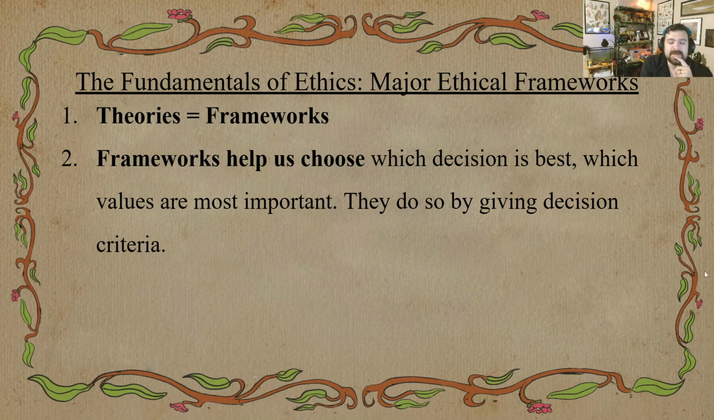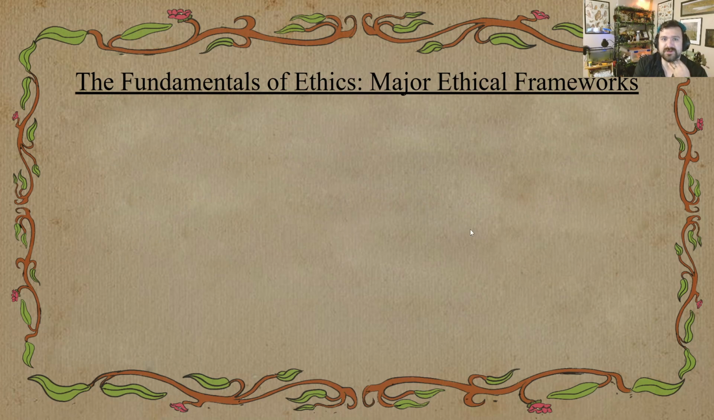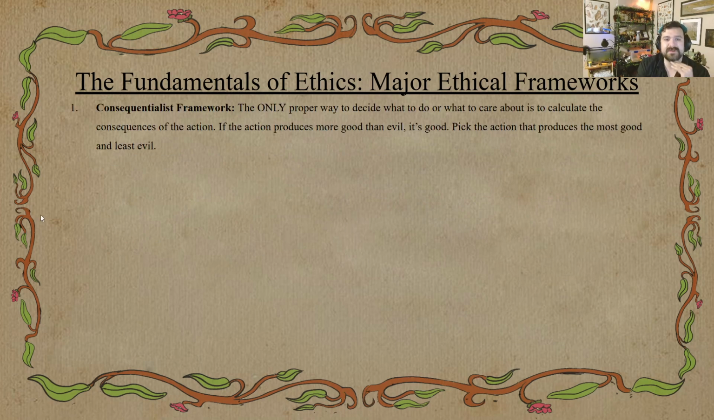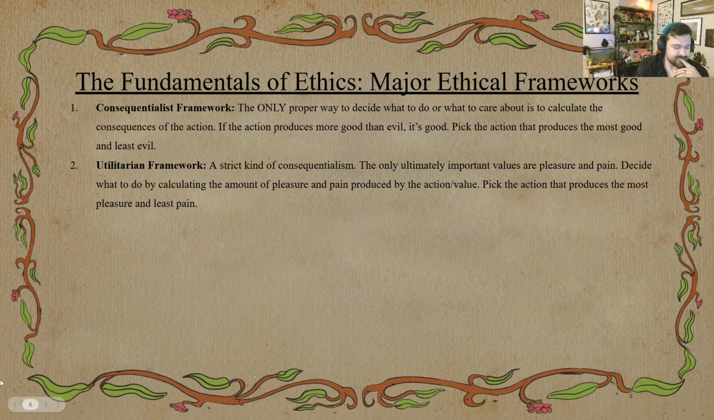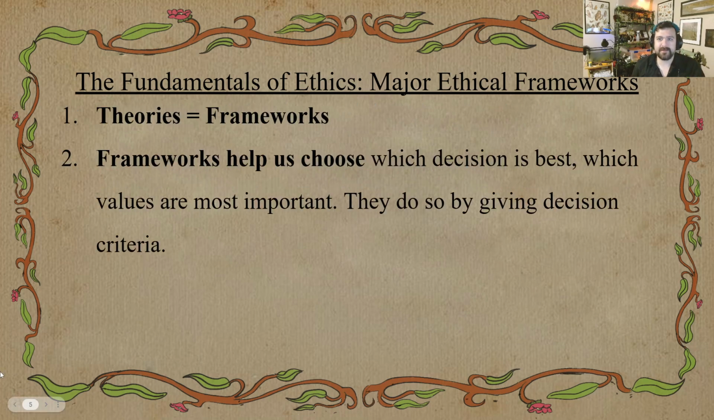Okay. So they do that by what I call decision criteria. Frameworks are basically decision criteria. They tell us what are the relevant features to decide about. And let's just look at some examples here.